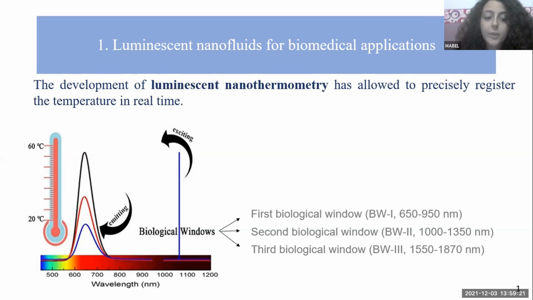The main requirement to use this technique for in vivo applications is having excitation and emission wavelengths that fall in any of the three biological windows, ranging the first biological window between 650 and 950 nanometers, the second biological window between 1000 and 1350 nanometers, and the third biological window between 1550 and 1870 nanometers. This requirement is key to get that the absorption and the scattering of the light by the biological tissues are minimal.